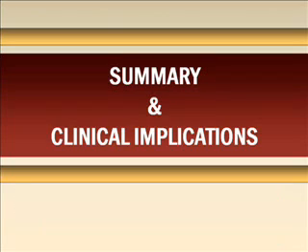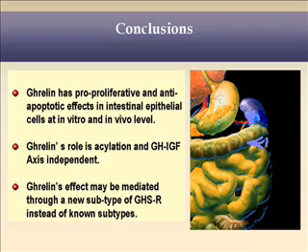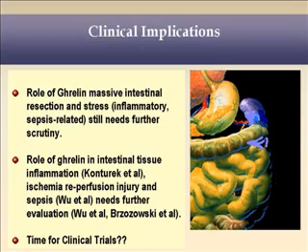So here are the few conclusions which we draw from this in vivo data. Ghrelin has potent pro-proliferative and anti-apoptotic effects in intestinal epithelial cells at in vitro and in vivo level. Ghrelin's role on intestinal epithelial cell proliferation and apoptosis is acylation and growth hormone IGF-1 axis independent. Ghrelin's effect may be mediated through a new subset of growth hormone secretagogue receptor instead of known receptor subtypes.